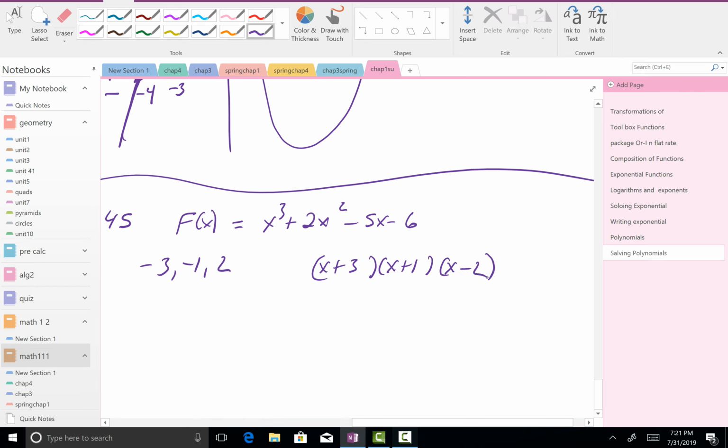Okay, you factored it. If it only had one x-intercept, suppose it only had -3, what would we have to do to factor it? Synthetic division. Okay, and that's it. So that's part of that one.